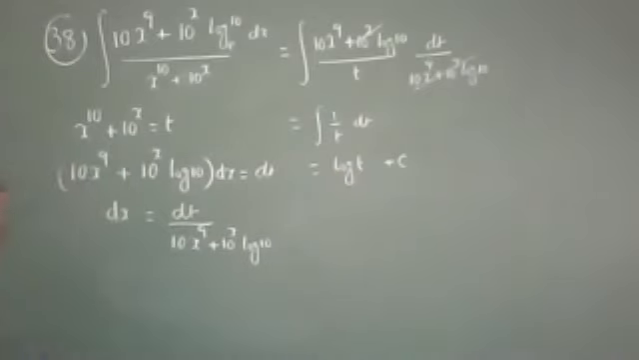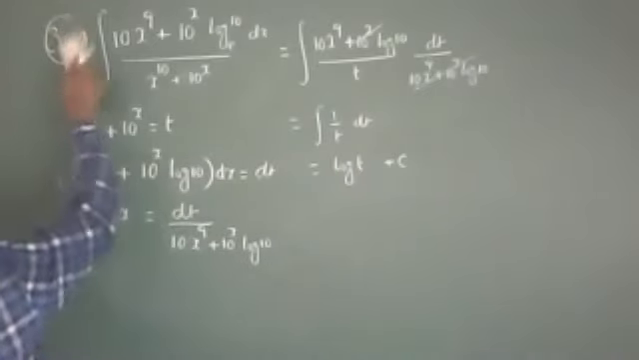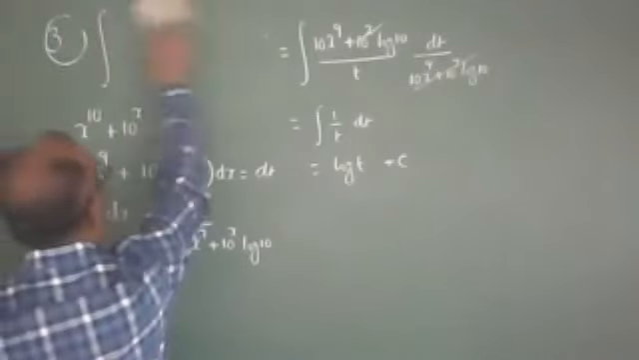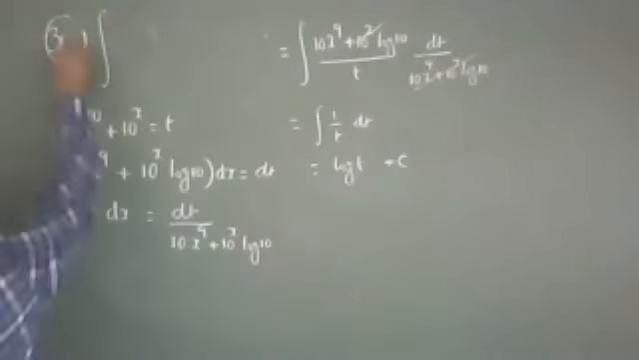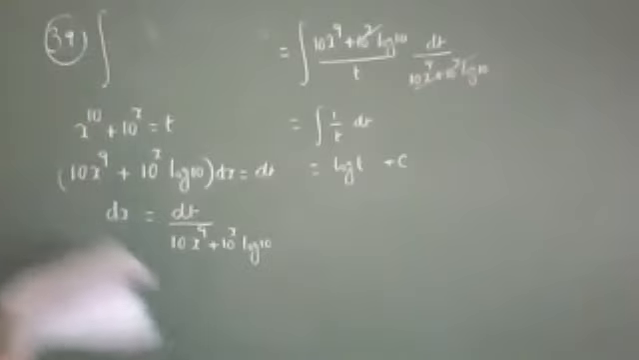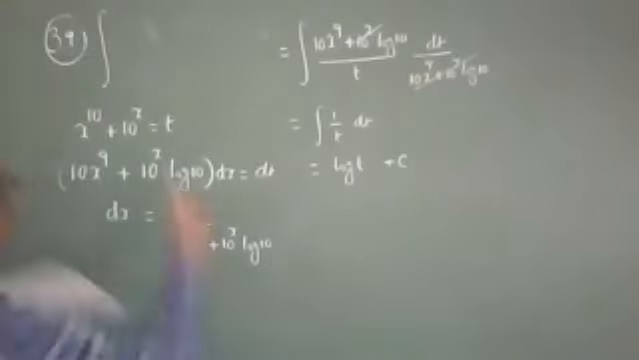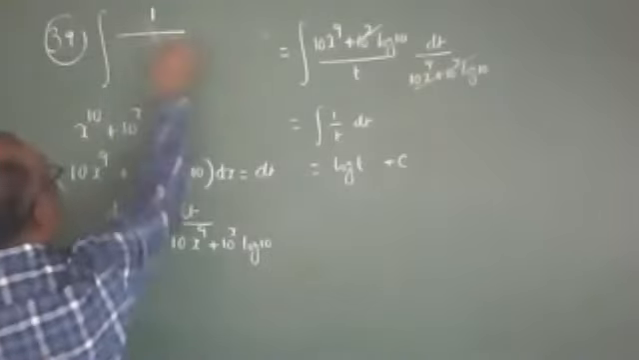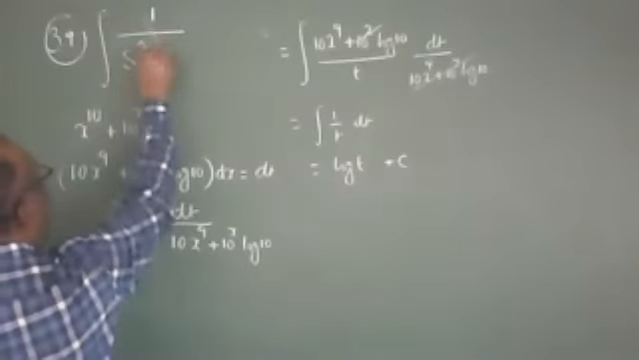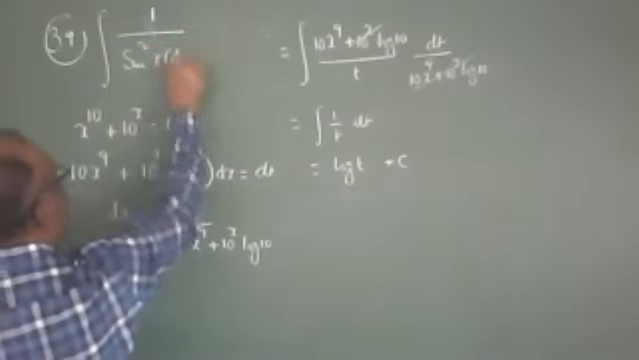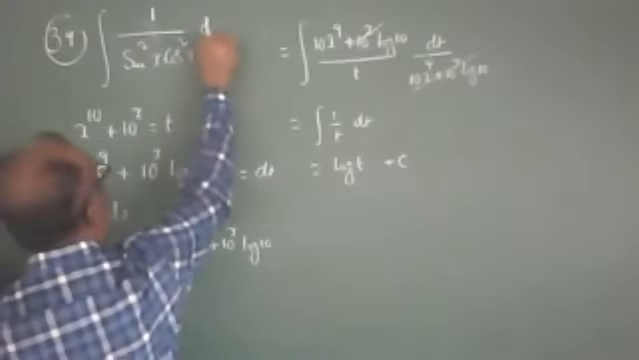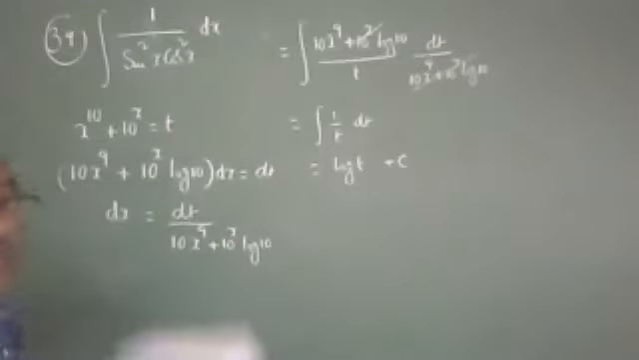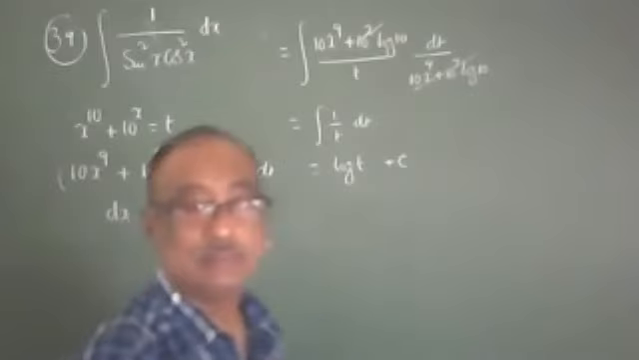Problem 39. Completed candidates, go through the 39 problem. 39 is the integral of 1 by sine square x into cos square x into dx.